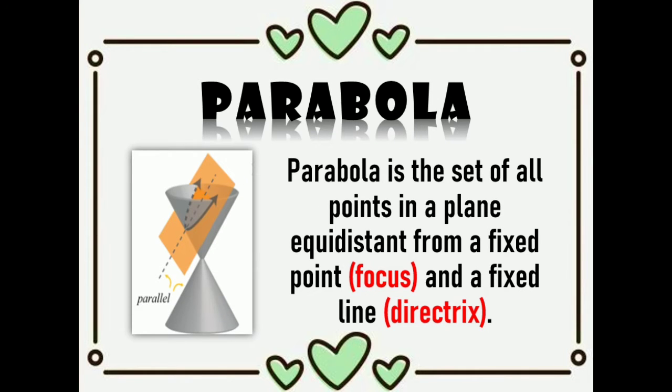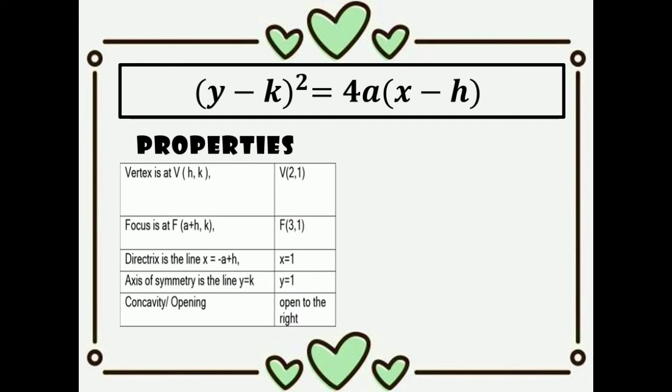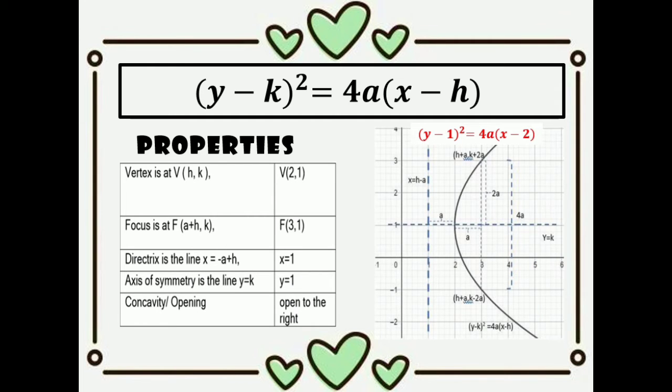A parabola is the set of all points in a plane equidistant from a fixed point, the focus, and a fixed line, the directrix. The first equation is the quantity (y minus k) raised to the power of 2 equals 4a times (x minus h). An example for this equation is (y minus 1) squared equals 4a times (x minus 2), and this is its graph.